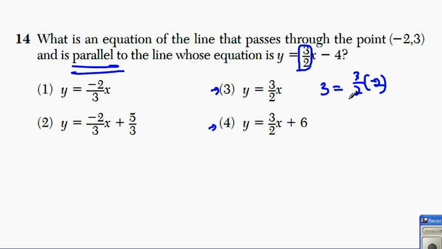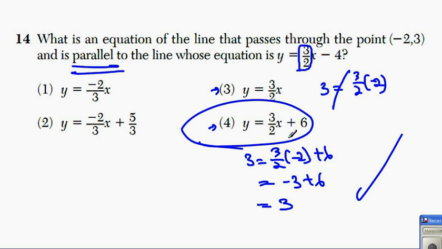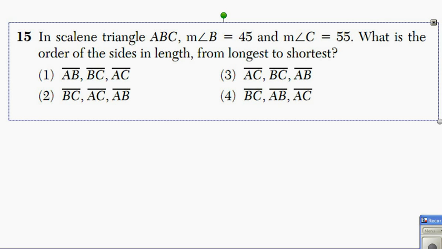In fact, when you cancel them out, you end up getting 3 has to be equal to negative 3, which they are not equal to each other. So on the other hand here, we get 3 equal to 3 over 2 times negative 2 plus 6. Then the first portion becomes negative 3 plus 6, which is in fact equal to 3. So it checks out. So the fourth one becomes our answer, number 15.